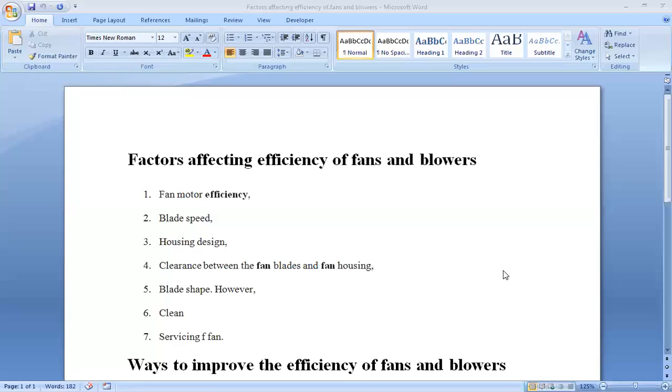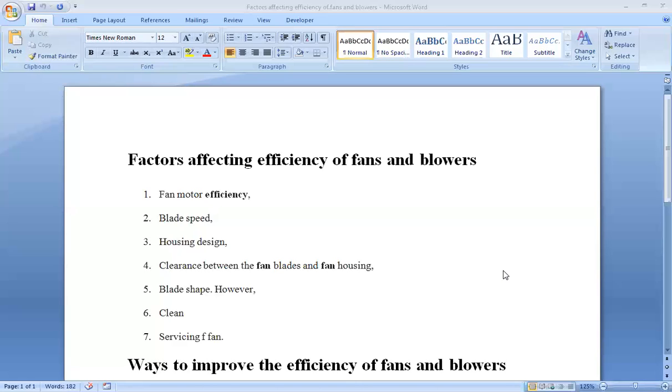Then the housing design: how the fan blades are fitted in the housing and how the housing is designed. The design of the housing is very important. What is the shape of the housing? Then the clearance between the fan blades and the fan housing. What is the distance between them? If there is very little distance between the fan blades and the housing, then the fan is unable to extract the air from the housing. So there should be some minimum distance between the fan blades and the housing.